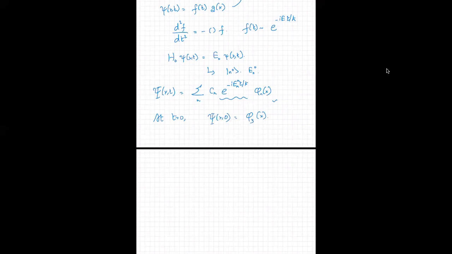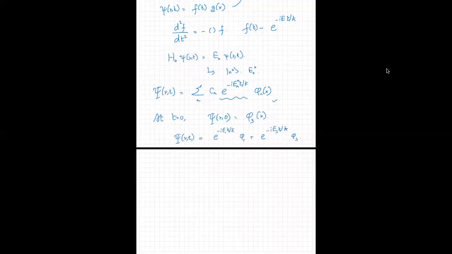Okay, and now I ask, what is psi of x comma t? Now there is no way that psi of x comma t would be something like, for example, e to the minus i E1 t over h bar phi 1 plus e to the minus i E3 t over h bar phi 3. This can never happen. Why?